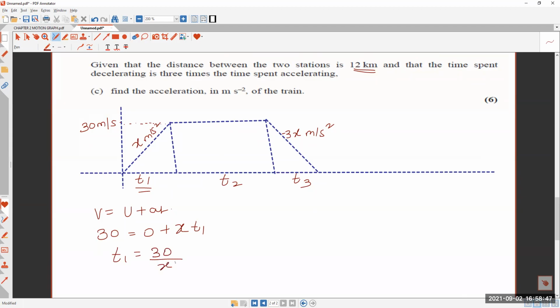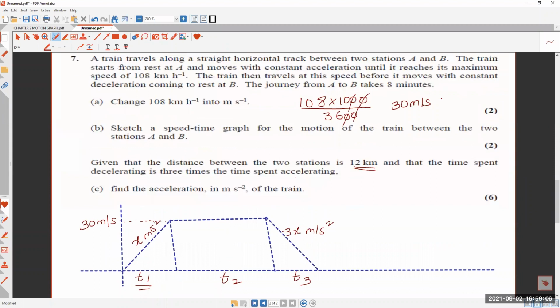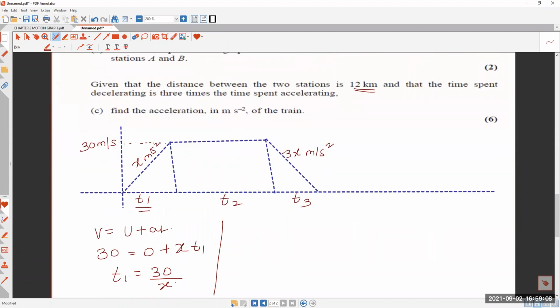Agree or disagree? Agree. This is your t1. Let's go to t2 now. For t2 I have nothing, to be honest. I will get 2 equations anyway. This is the total time, 8 minutes, but they did not give me anything else. 8 minutes is 480 seconds. This is 480 total time.